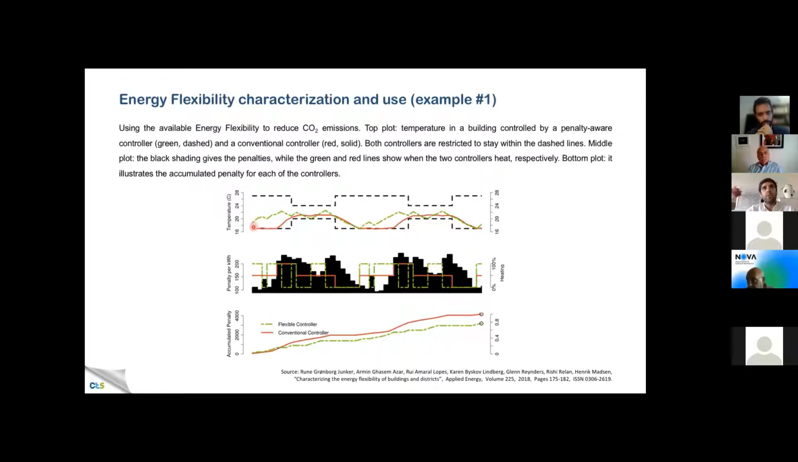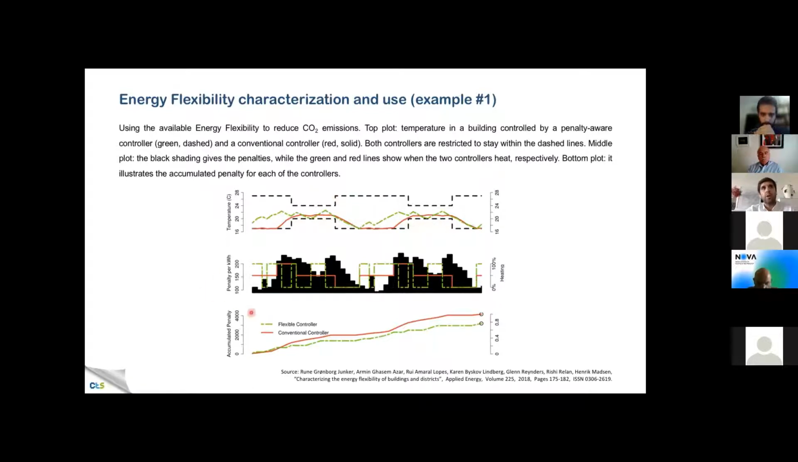flexibility. So at the top plot, we have here as black dashed lines the temperature limits inside the building. And we have two curves. The green one represents the temperature when the system is being controlled by the flexible controller, so the controller that exploits the available energy flexibility, and a red one, which is a conventional controller. This controller is focused on increasing energy efficiency, so it is maintaining the temperature as low as possible.